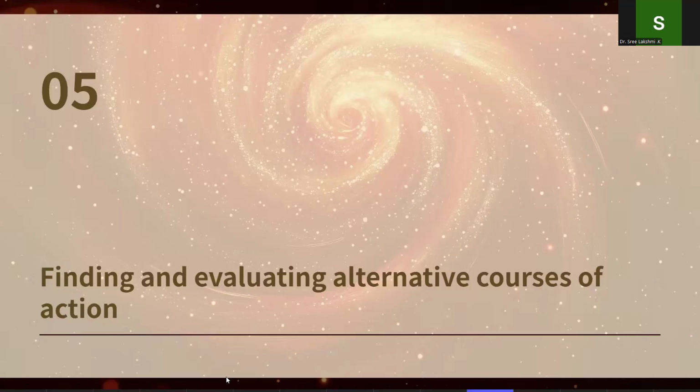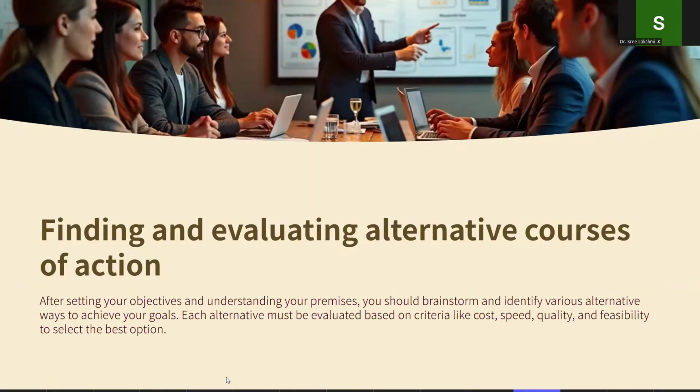The fifth step is finding and evaluating alternative courses of action. After setting the objectives and understanding the premises, the company should brainstorm and identify the various alternative ways to achieve the goals. Each alternative must be evaluated based on certain criteria such as time, cost, speed, quality, and feasibility in order to select the best option. So here the company spends most of its time on finding and evaluating the alternatives because there should not be any errors committed here while choosing the best alternative.